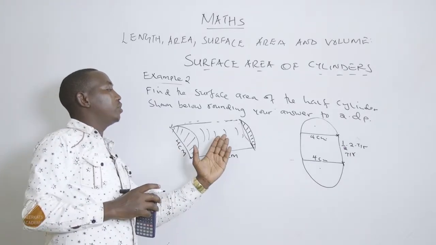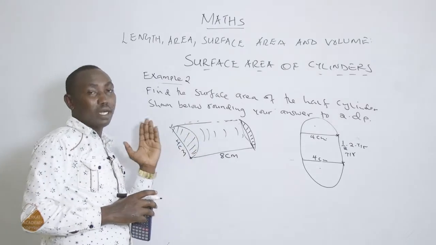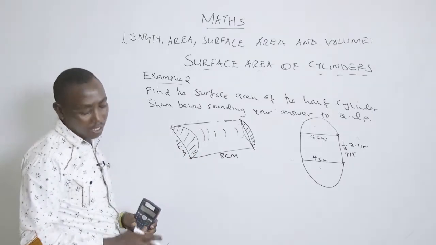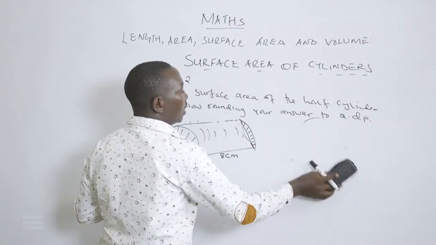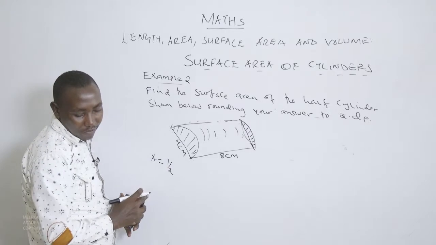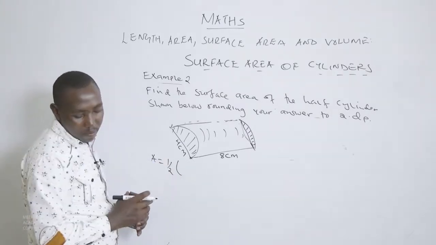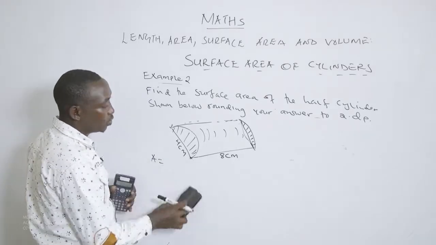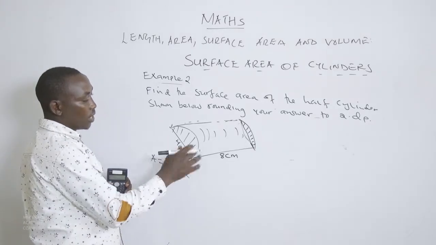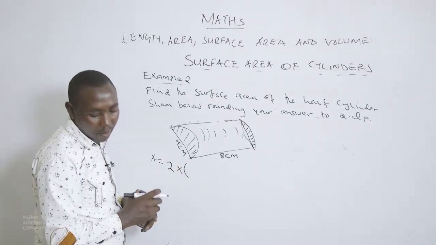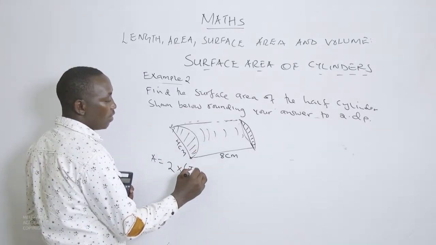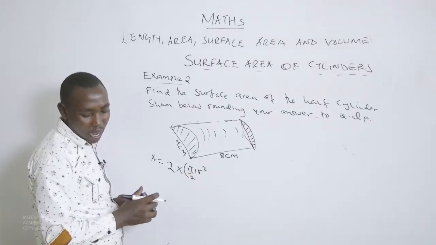Then we must remember to add the one that is down, the cut or chopped plane, which measures 4 by 8. So the total surface area will be given by 2, because we are talking about two circles, multiplied by the area of a circle, pi r squared, but because they are halves, we have a half pi r squared.